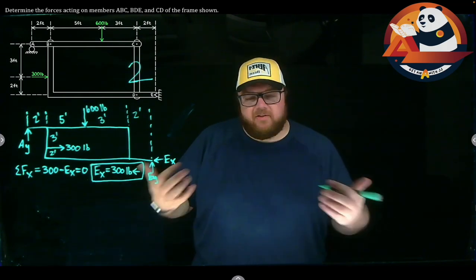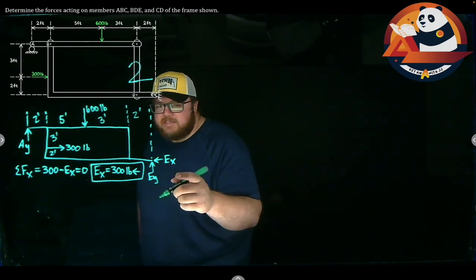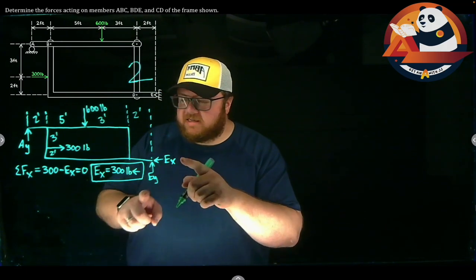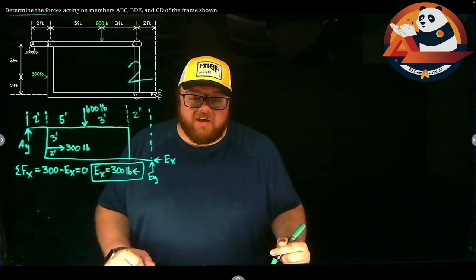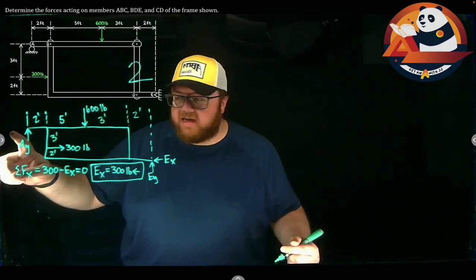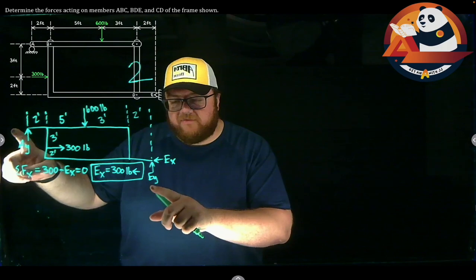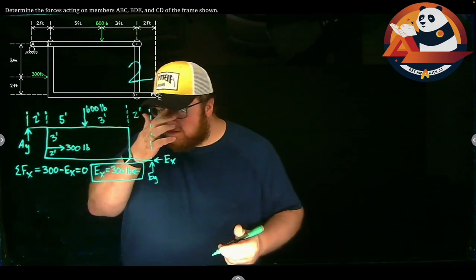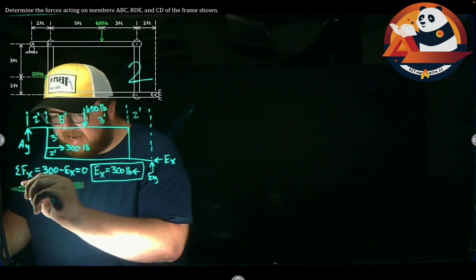Let's sum moments rather than making a system of equations. Let's sum moments here at E. We'll get rid of EX and EY, and I can find AY. The other logical place here would be to sum moments at A. I get rid of AY and I can find EY. Either way works for us. If I'm going to come in and do moments at E.